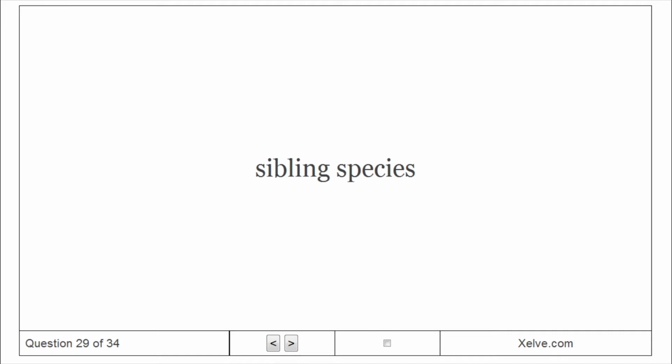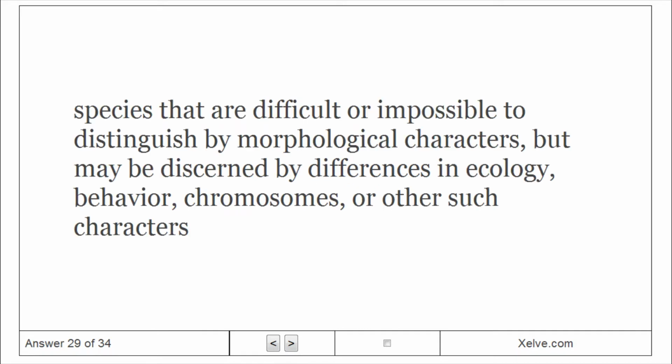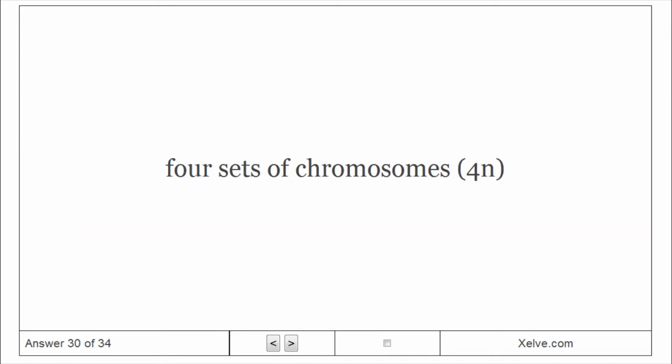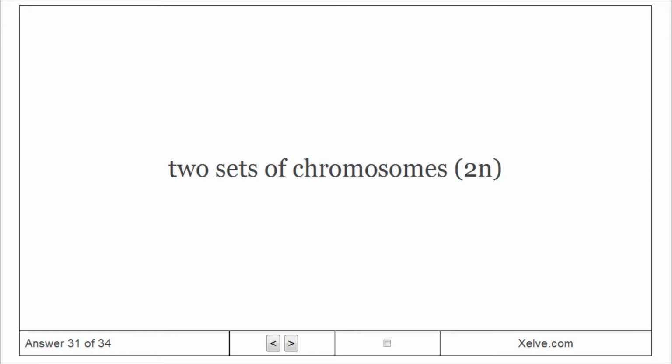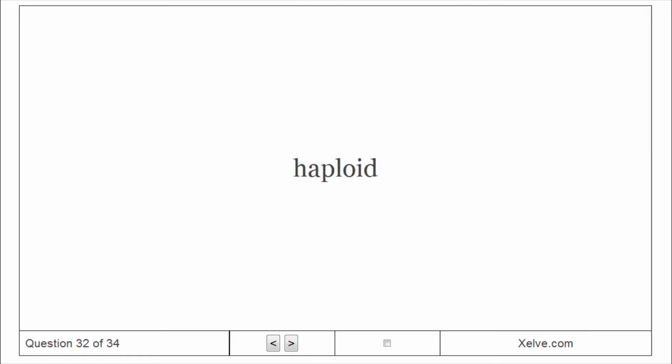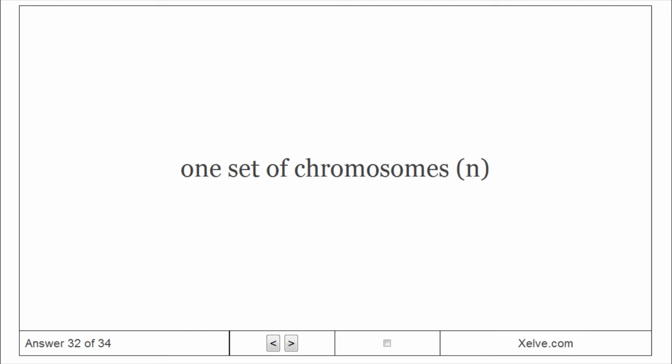Sibling species. Species that are difficult or impossible to distinguish by morphological characters, but may be discerned by differences in ecology, behavior, chromosomes, or other such characters. Tetraploid. 4 sets of chromosomes, 4n. Diploid. 2 sets of chromosomes, 2n. Haploid. 1 set of chromosomes, n.